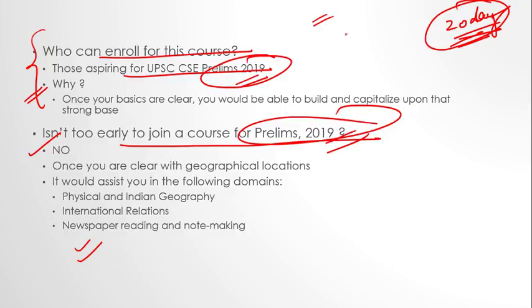Also, you would be able to understand the newspaper in a better manner. If you are getting a name of a particular place in the newspaper, you would know how to utilize it, how to make its notes, and in what ways the questions can be formed by the examiner. So basically you would be knowing the technique as to how to analyze a particular geographic location. What are the prisms? What are the angles through which you can analyze a particular place?